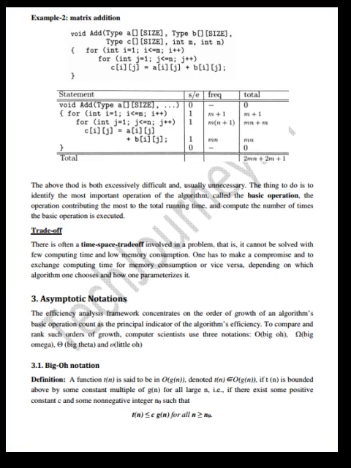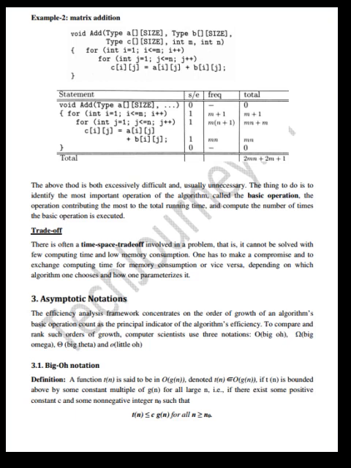Trade-off. There is often a time-space trade-off involved in a problem. That is, it cannot be solved with both little computing time and low memory consumption. One has to make a compromise and exchange computing time for memory consumption or vice versa, depending on which algorithm one chooses and how one parameterizes it.